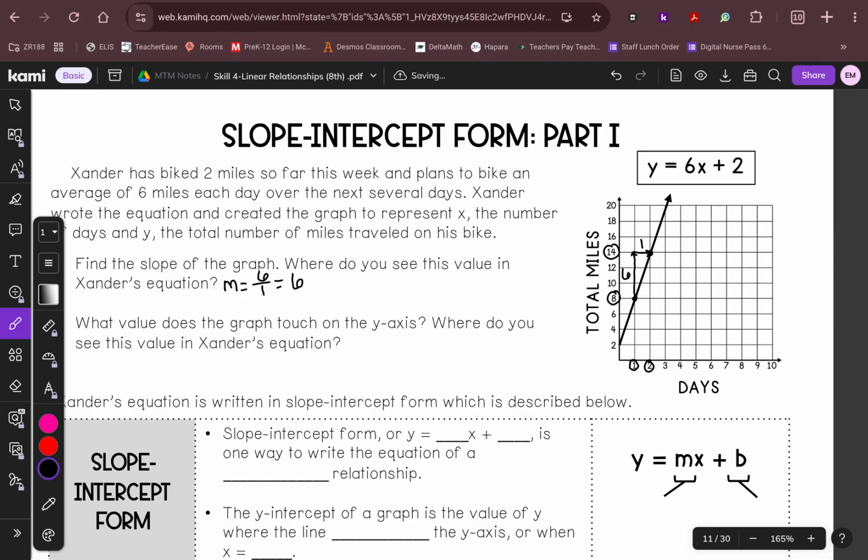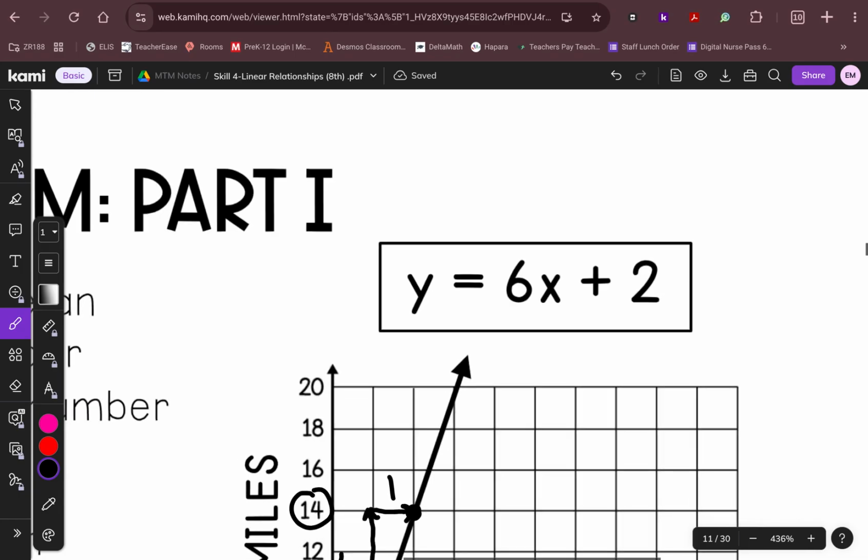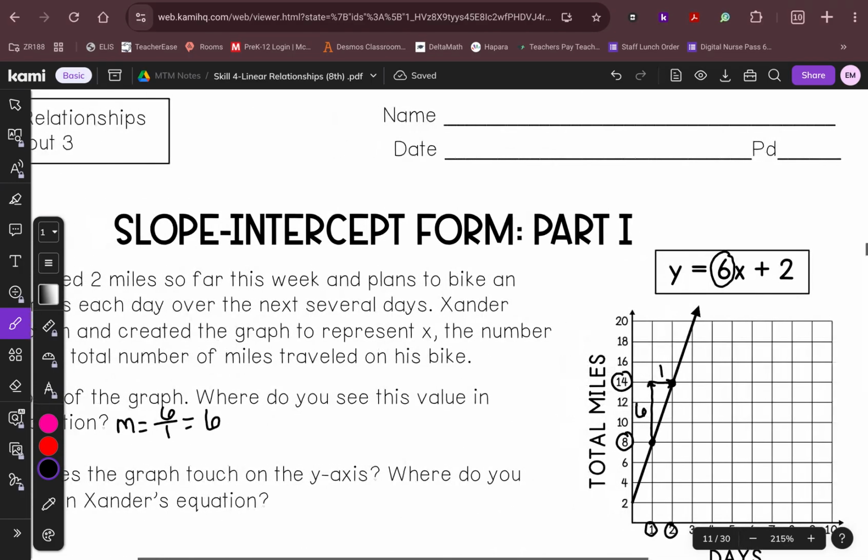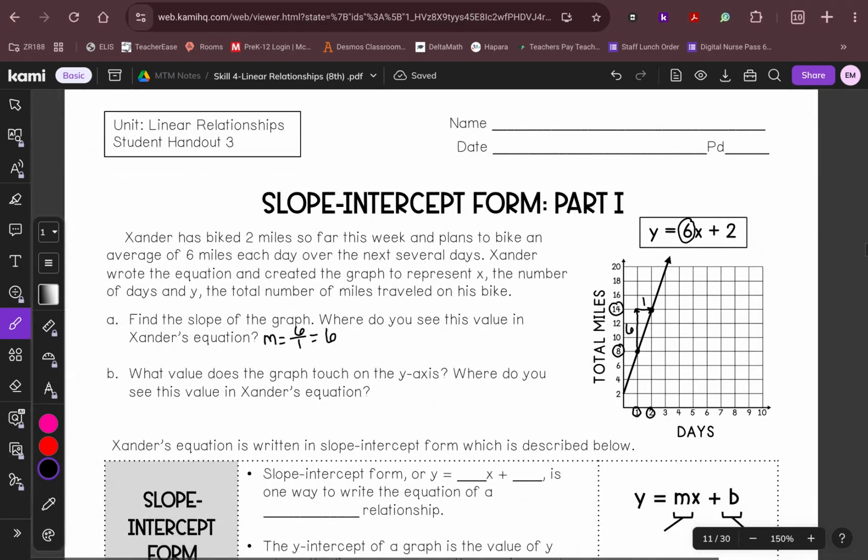Okay, where do you see this in the value of Xander's equation? Well, if we look at his equation, we see that there is a 6 right here. That 6 is the coefficient of the variable. So that's where we see it. The coefficient of the variable x.